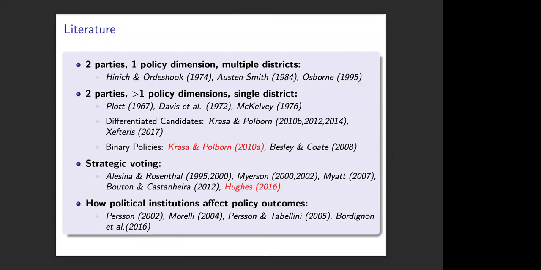And just to very quickly situate it in the literature, there's a whole page worth of different papers you could look at. I'm not going to go through them in detail. Just to look at the first 2 branches of the literature.